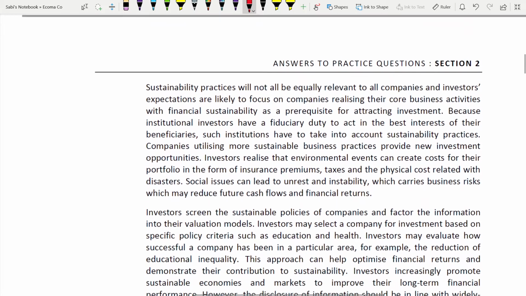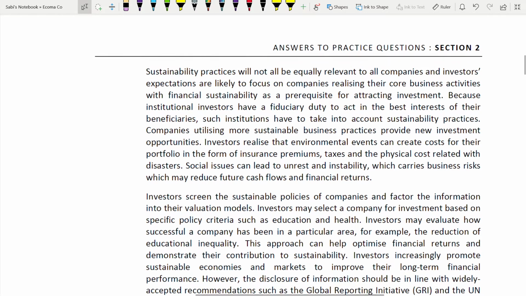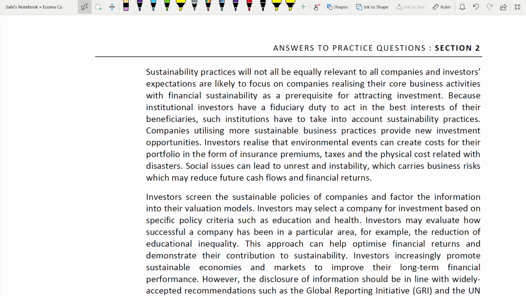Second, okay, you can write in your own words. I'm just bringing the points out from the para to you, okay, because if I read one by one, it's a waste of time. Now, you have to understand that sustainability practices are not equal for all businesses. Some investors want more. For some it's okay. They're not looking so much into it. So it might not be equally relevant to all companies.